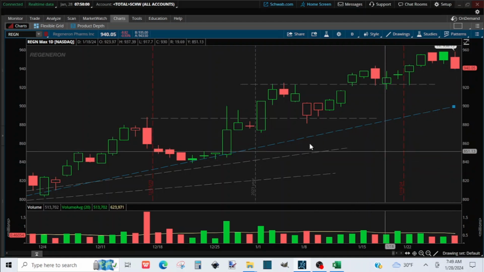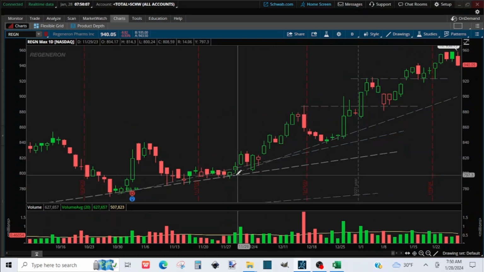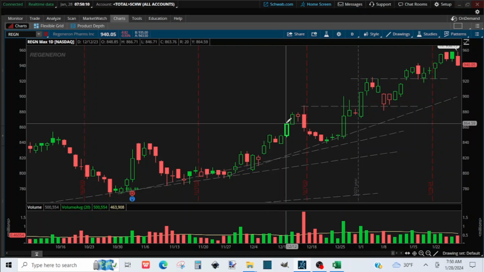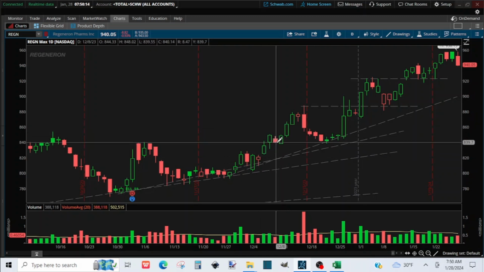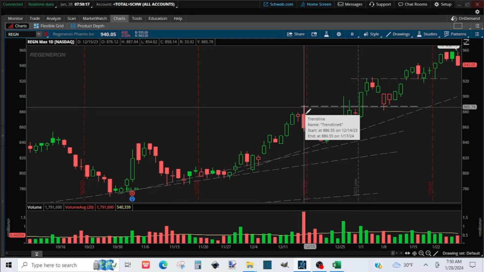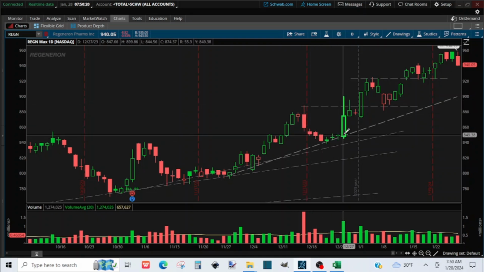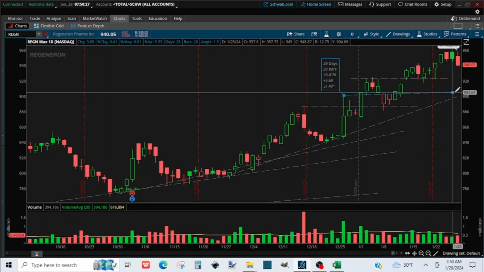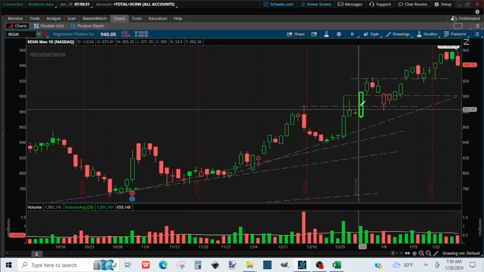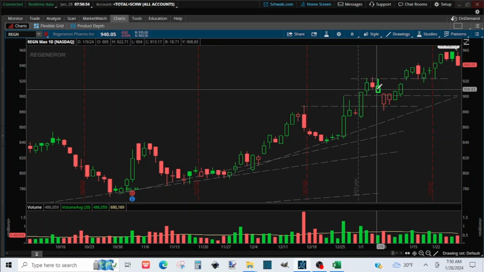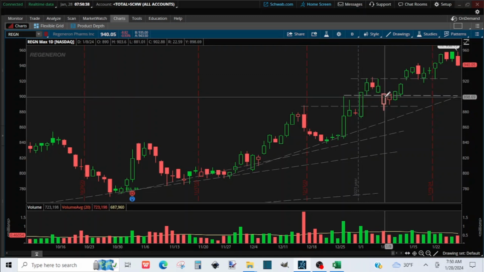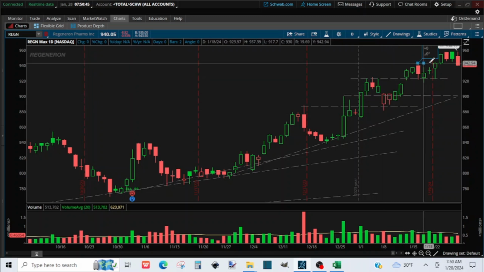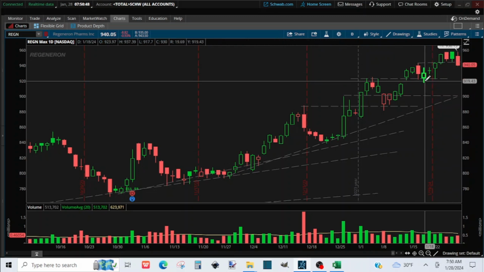Okay, so let's start from this line. So we went up, went down, went up, went down, went up, went up, went down, consolidated on the trend line, went up, went down, went up, went down, consolidated, went down, went up, went up, went up, went down.